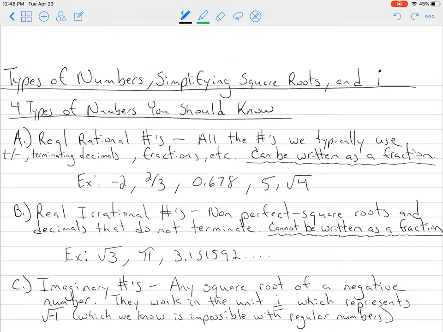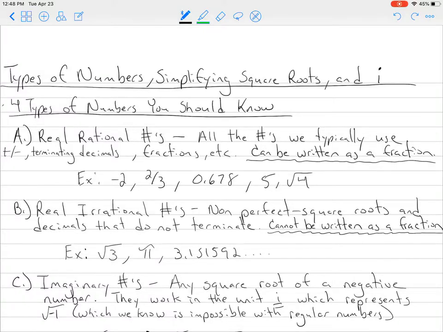All right, you guys, let's get right to it. We got some types of numbers, simplifying square roots, and the number i. So we're going to talk about a lot of that today. A lot of this stuff is going to be relatively new for you, so there's some vocabulary you've got to get down. First, we're going to start off with 4 types of numbers that you should know.